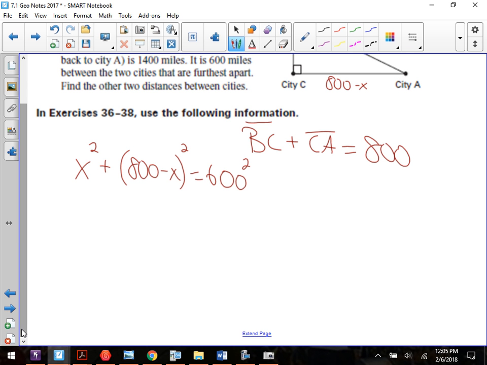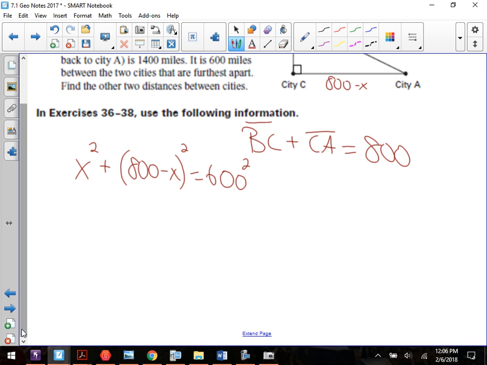And just like we did last Wednesday, I think, when we had the similar triangles where we had a couple of the binomials we had to square out. Remember, it's not just distributing the exponent. You have to actually multiply 800 minus x times 800 minus x. And like I said, you just get some crummy numbers.